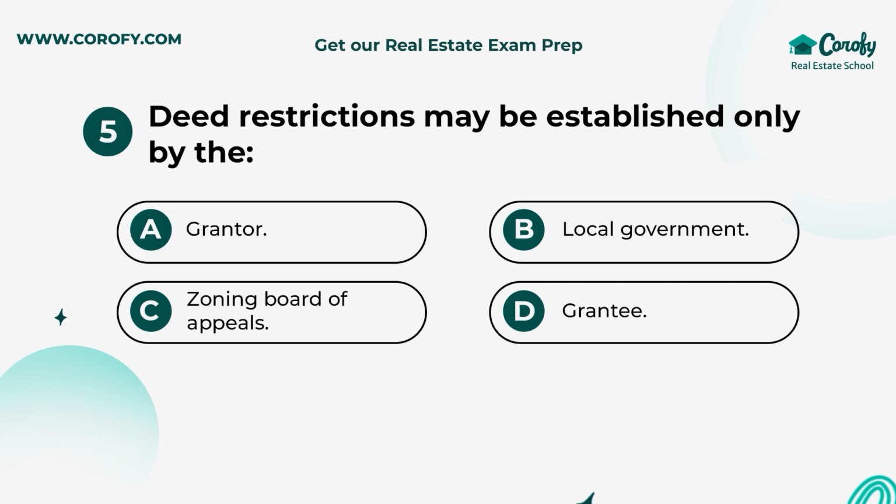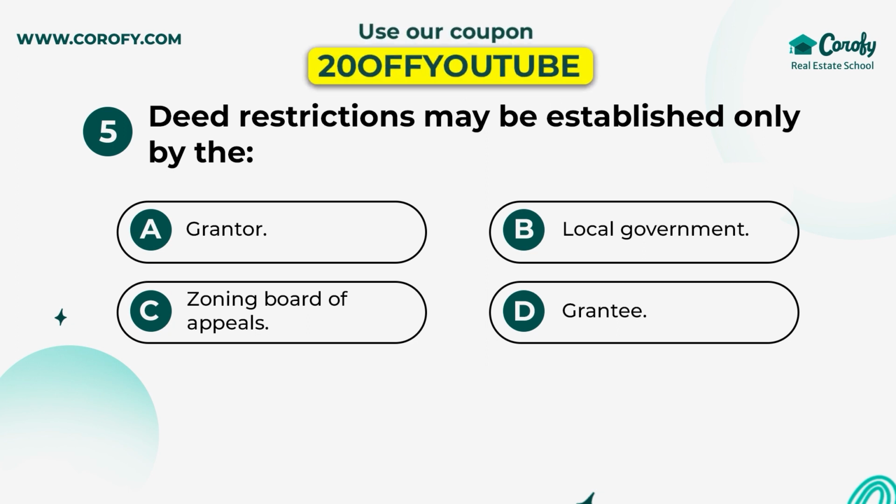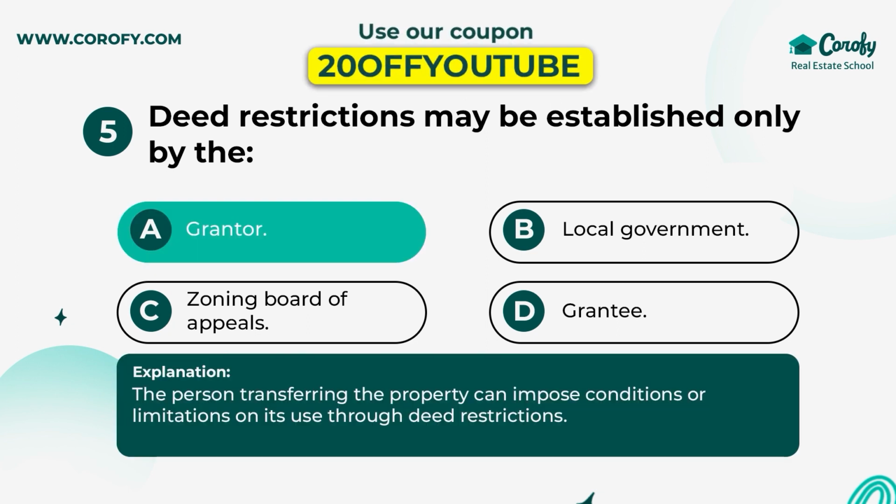Question 5. Deed restrictions may be established only by the A. Grantor, B. Local government, C. Zoning Board of Appeals, D. Grantee. The correct answer is A. Grantor. The person transferring the property can impose conditions or limitations on its use through deed restrictions.